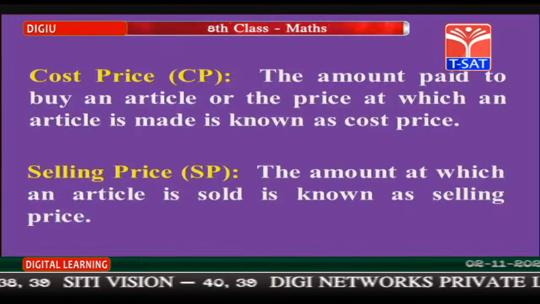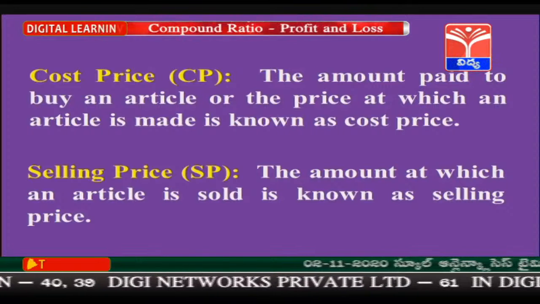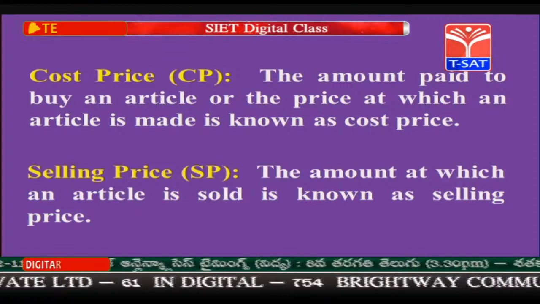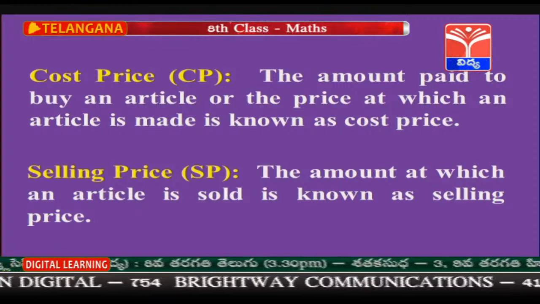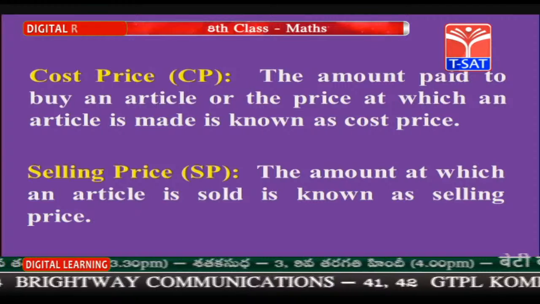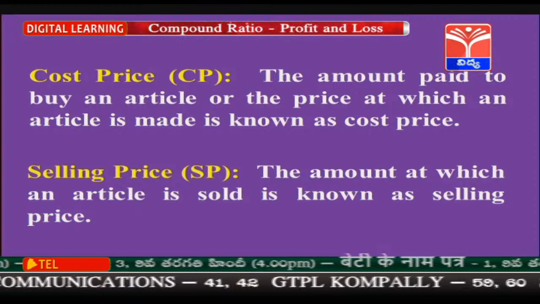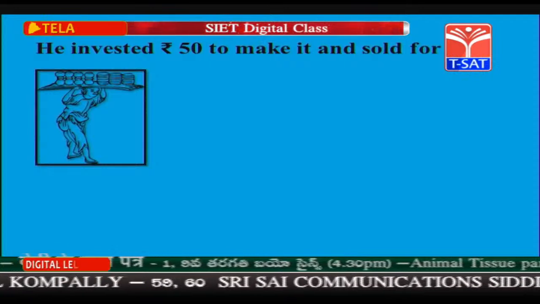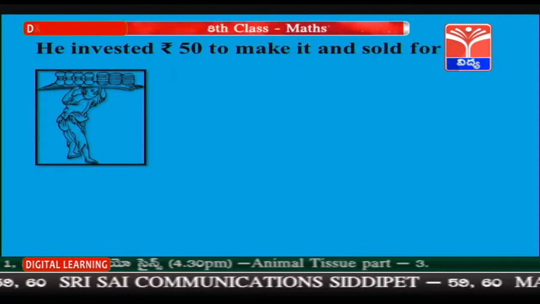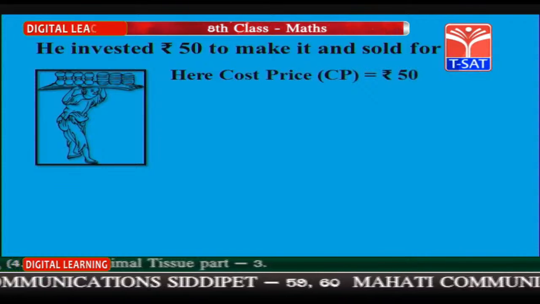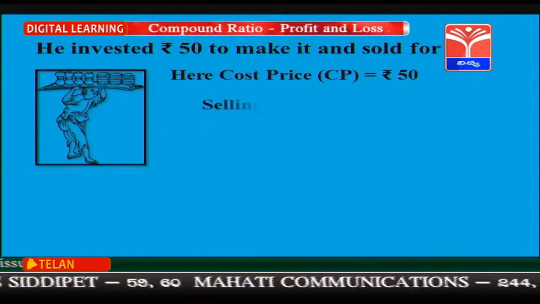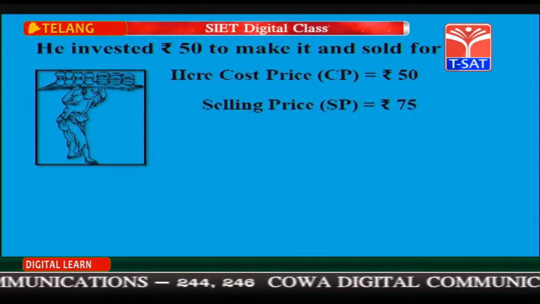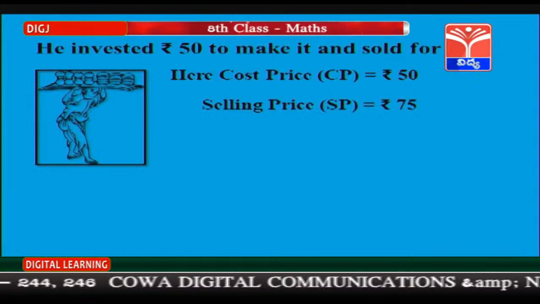So, the cost price is defined as the amount paid to buy an article or the price at which an article is made, whereas the selling price is defined as the amount at which an article is sold. We have already seen he invested 50 rupees and sold it for 75 rupees. So, here what is the cost price, children? Yes, 50 rupees. And what is the selling price? 75 rupees.